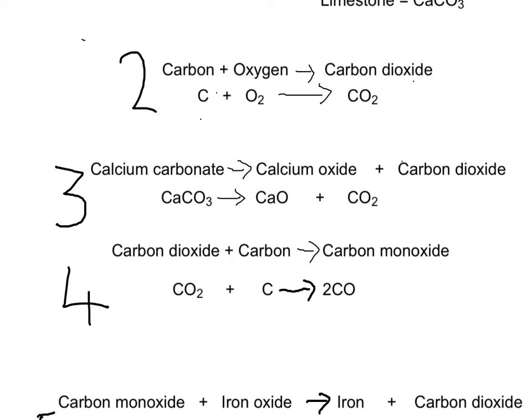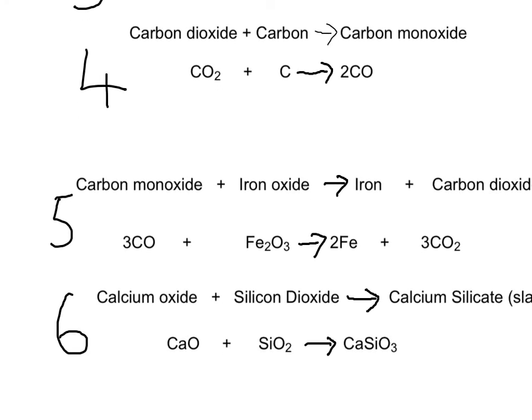And then step 4 involves carbon dioxide, which is produced from this reaction and this reaction, reacting with more carbon, in an endothermic process to produce molecules of carbon monoxide. The carbon monoxide is important because that is the substance which is going to reduce our iron oxide, which is the next step, step 5. So this shows carbon monoxide reacting with iron oxide to form iron plus carbon dioxide. Here's the word equation, carbon monoxide plus iron oxide forms iron and carbon dioxide. Here's the balanced symbol equation, 3 carbon monoxides plus 1 of iron oxide forms 2 lots of iron and 3 lots of carbon dioxide.